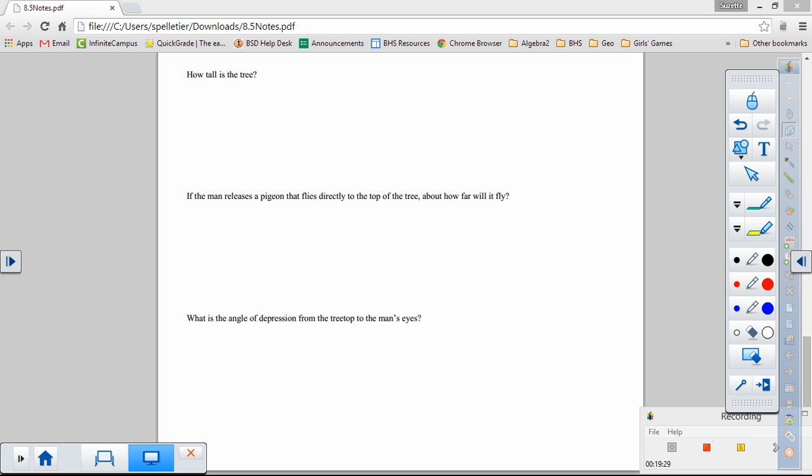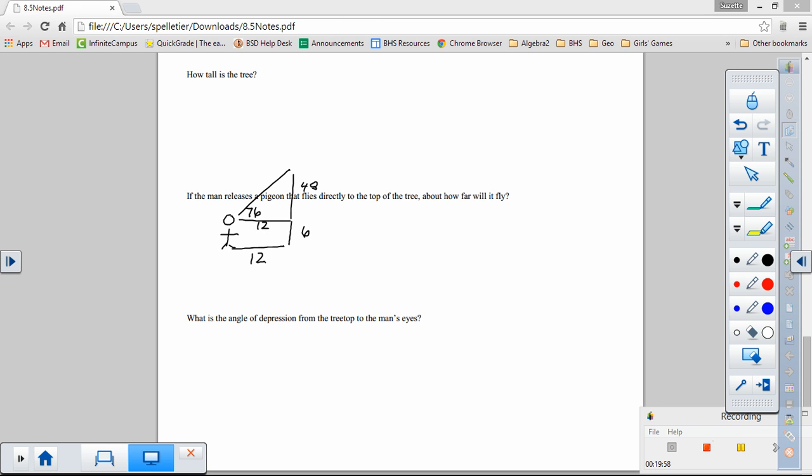If the man releases a pigeon that flies directly to the top of the tree, how far will it fly away? So we're still dealing with that other picture, right? We're still dealing with the same picture from the same problem. This is just a continuation. So the man, remember, is standing down here. His line of sight, we had 76 degrees. We knew that this was 48, and he was 6 feet tall, and this was 12, and this was 12.